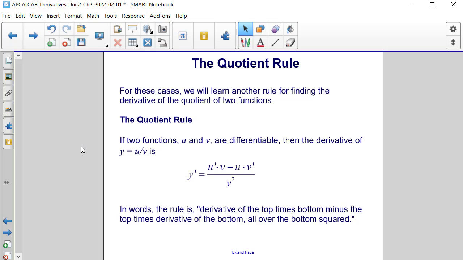If two functions u and v are differentiable, then the derivative of y is equal to u divided by v is that y prime is equal to u prime times v minus u times v prime. In words, the rule is the derivative of the top times the bottom minus the top times the derivative of the bottom, all over the bottom squared.